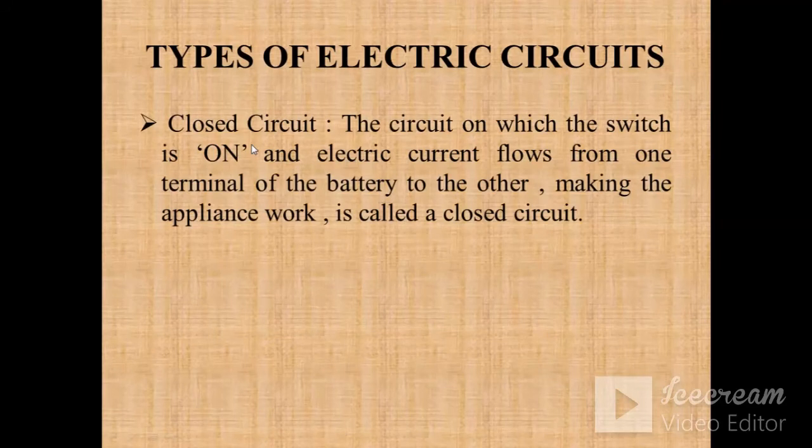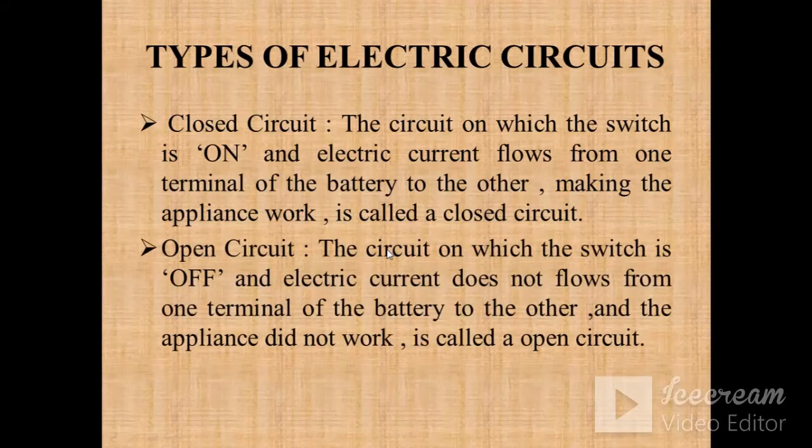So let's discuss the types of electric circuit. The very first one is the closed circuit. As the name suggests, the circuit in which the switch is on and the electric current flows from one terminal of the battery to the other, making the appliance work, is known as the closed circuit. Regarding the open circuit, it is opposite to the closed circuit. In this, the switch is off and electric current does not flow from one terminal of the battery to the other, as electrons are not getting the complete path to travel and the appliance does not work.